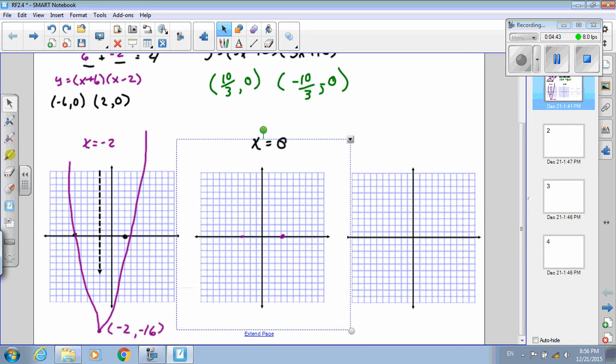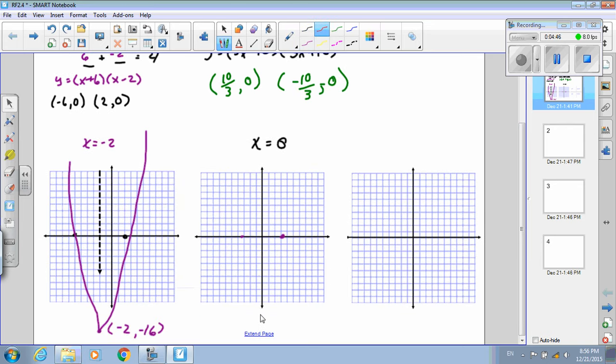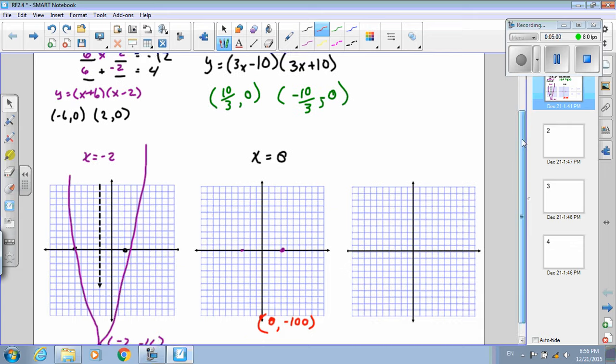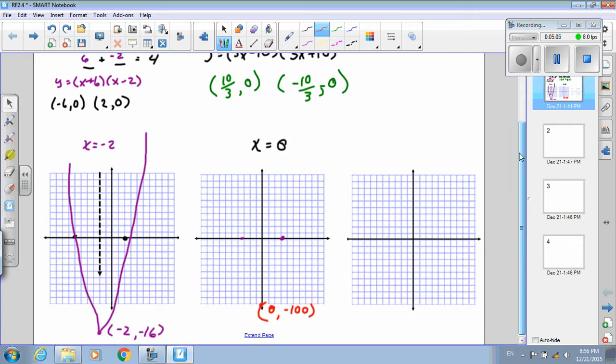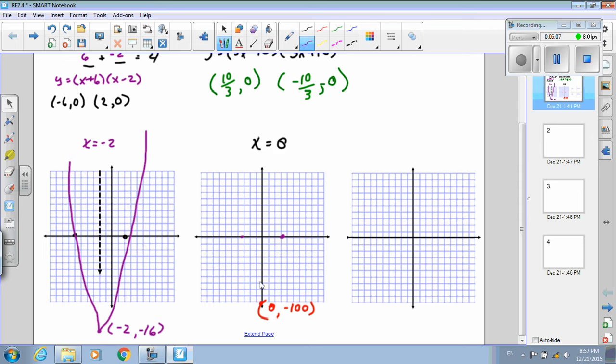I'd have way down here, it wouldn't fit on my graph. I'd have to use a scale of 10. So each square would be 10. So let's say that would be 0, negative 100, because if x is 0 here, I would get negative 100 for my y value. So my graph would look something like this, if I have a scale of 10 for each y value, each square is worth 10.